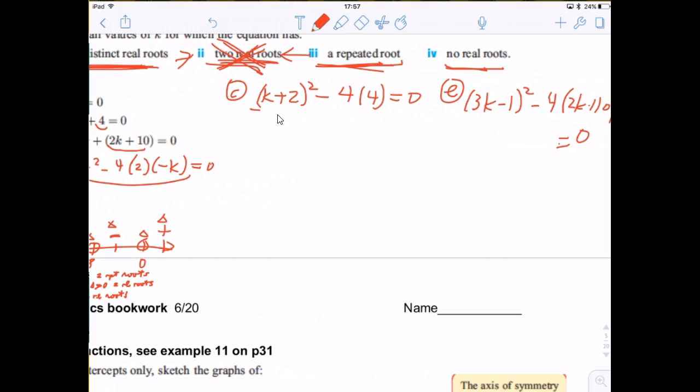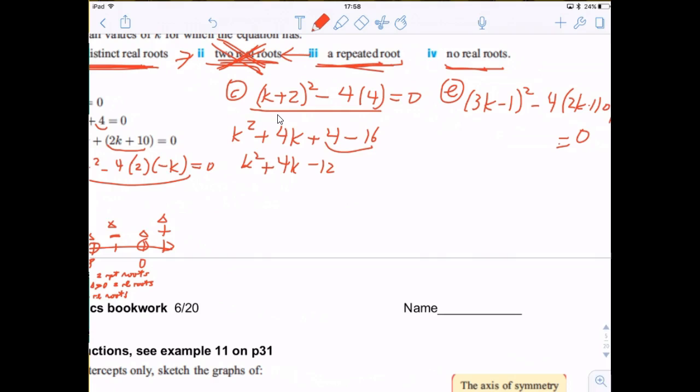So now this is a little bit even more complicated than the other one. We have to expand it first, right? So we expand (k plus 2) quantity squared. We get k squared plus 4k plus 4 minus 16 equals 0. And so now we're going to combine 4 minus 16. We're going to get -12.